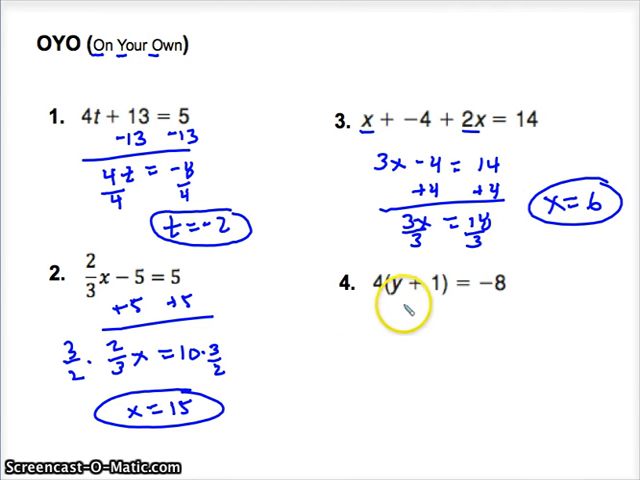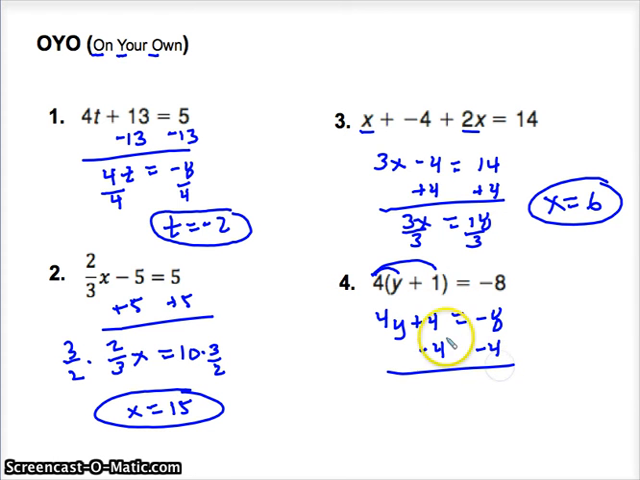Last, we'll have to use that distributive property. So I do 4 times y and get 4y. 4 times 1, and I get 4. And this is all equal to -8. I subtract 4 from both sides to undo my addition first. 4y then equals -12. Divide both sides by 4, and y equals -3.